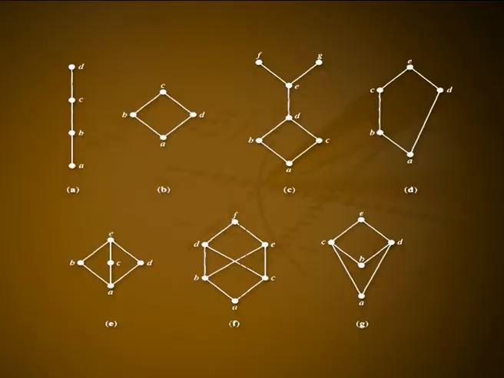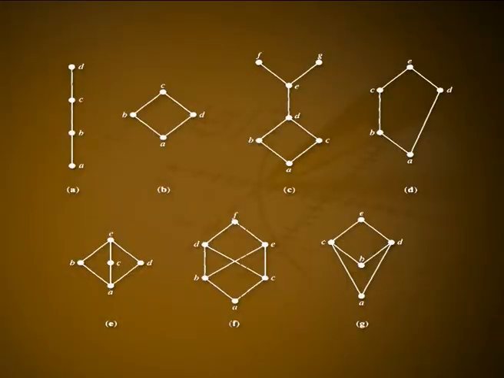Example 5. Which of the Hasse diagrams in Figure 6 represent a lattice? Here in this figure, we can see Hasse diagrams A, B, C, D, E, F and G. The solution is the Hasse diagrams A, B, D and E represent lattices. Diagram C does not represent a lattice because F join G does not exist. Diagram F does not represent a lattice because neither D meet E nor B join C exist. Diagram G does not represent a lattice because C meet D does not exist.